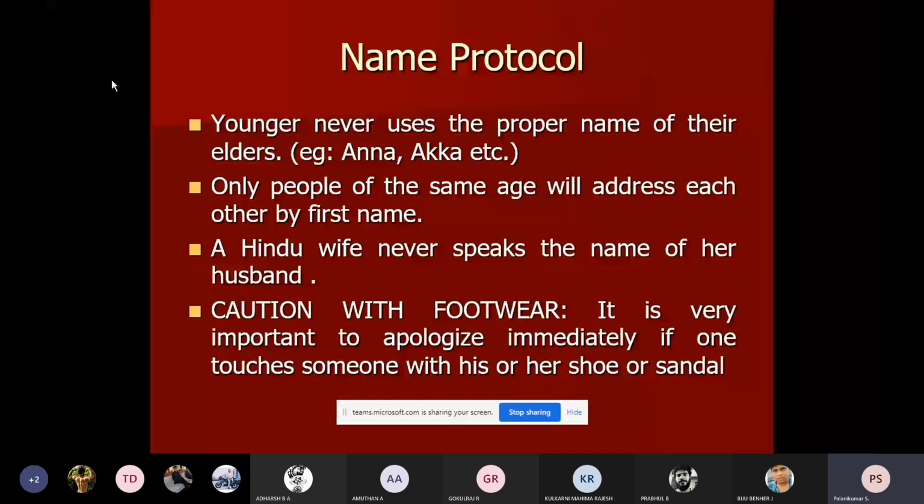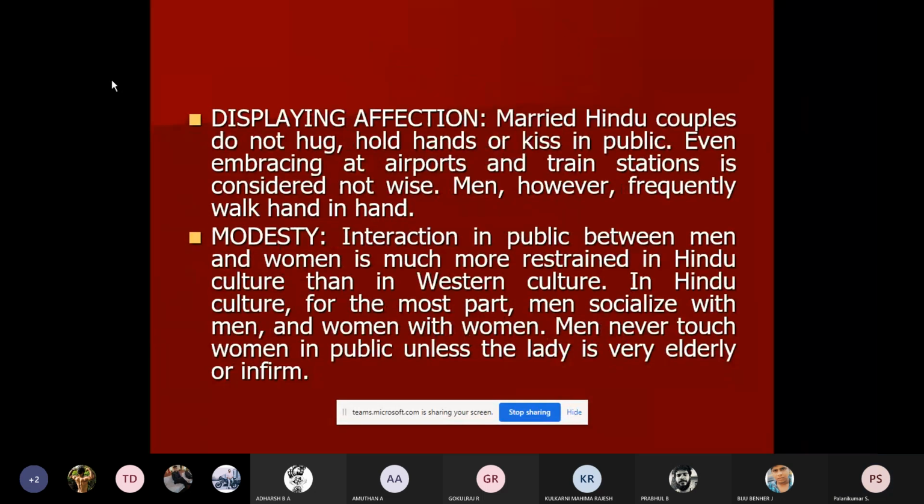If you see our tradition systems, they never speak about their spouse or husband by name. And whenever they are careful with footwear also, it is very important to apologize immediately if one touches someone with his shoe or sandal. This is a very important thing, and this tradition is still continuing.